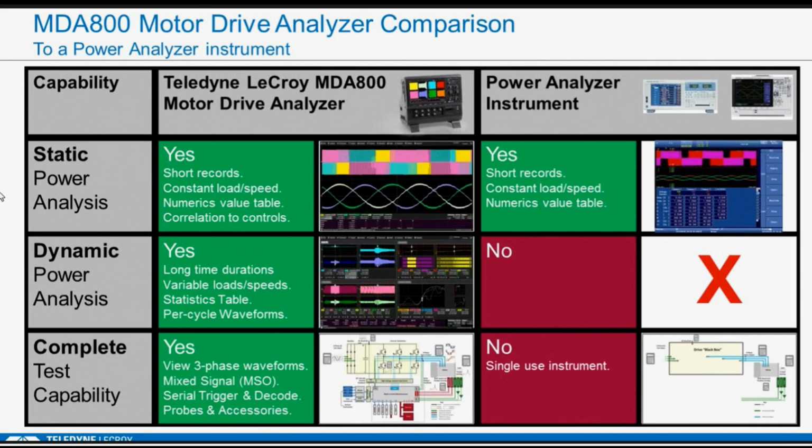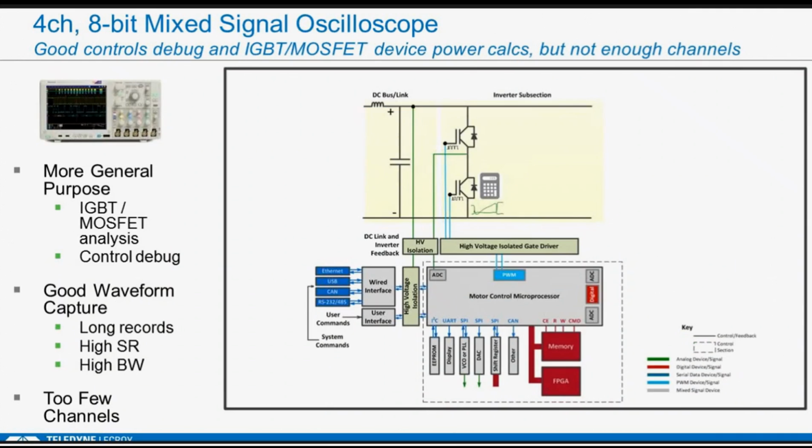If we compare a power analyzer to our solution, basically a power analyzer has short record capture. Sometimes they show the waveforms, but no dynamic power analysis and no complete test capability. A 4-channel scope, it's what everybody has, a 4-channel 8-bit scope. A limited capability, not surprisingly, we know that well as something that debugs control systems, and it can get into maybe one leg of a 3-phase inverter and look at activity on gate drives or something and correlate that to the control system.